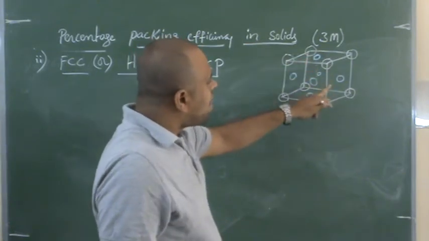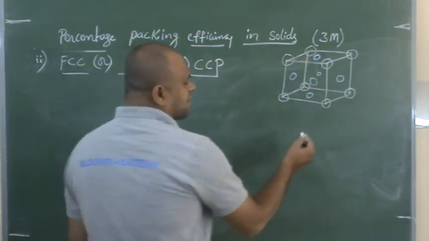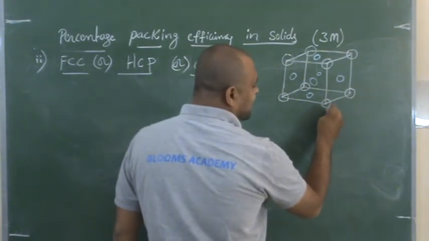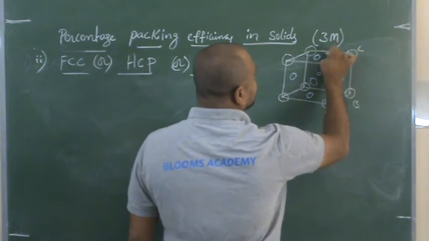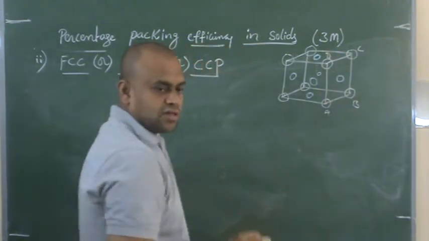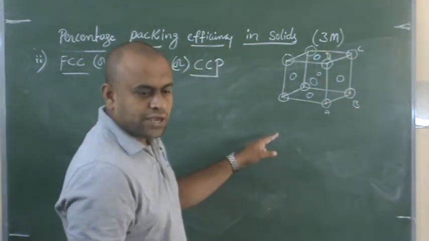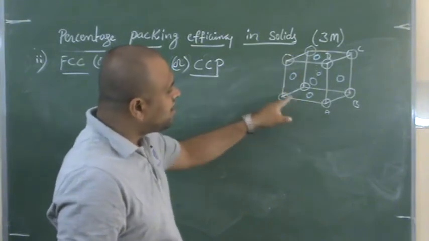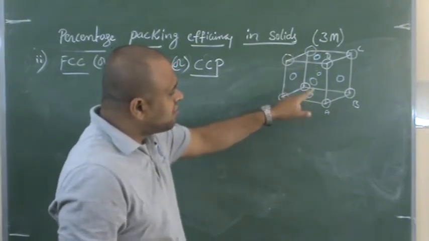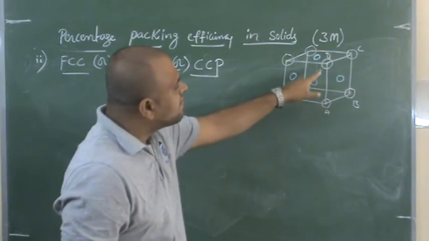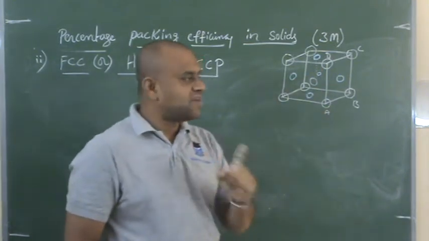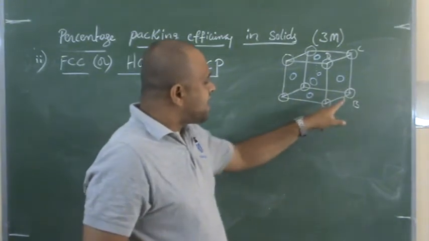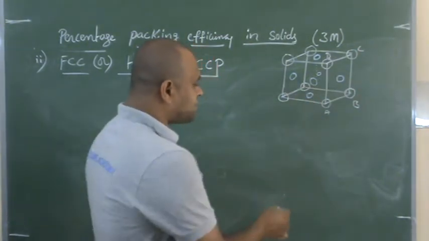So now observe only this side particle. I will take this face A, B, C, D. You all know a face-centered unit cell will be like this. For understanding purposes, I am taking only one face, that is A, B, C, D. I will draw it here.